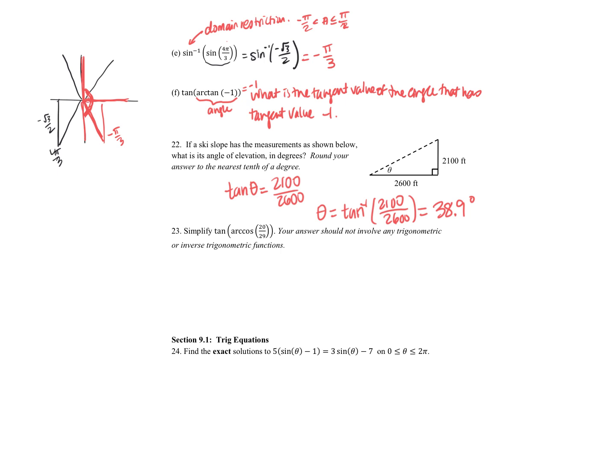Simplify tangent of arc cosine of 20 over 29. Your answer should not involve trigonometric or inverse trig functions. Okay, so I want the angle. So this is the angle. So this inside here is an angle that has cosine value 20 over 29. And so when cosine is positive, that would be in the first quadrant.